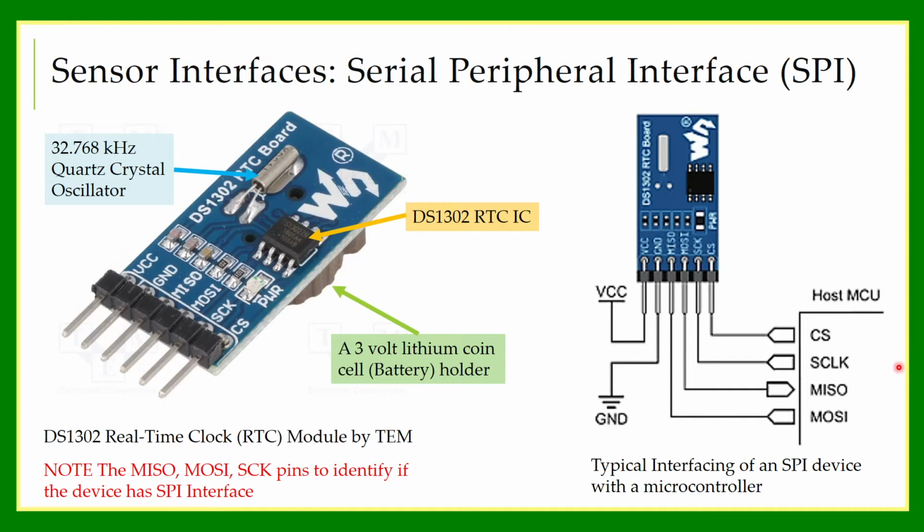Now, here is another sensor interface known as Serial Peripheral Interface or SPI. So this is not a sensor but a module, an RTC module. They are known as real-time clock modules. So using them, you can timestamp the data that you are gathering at the microcontroller so that it will be more useful. Now note the MISO, MOSI and SCK pins.